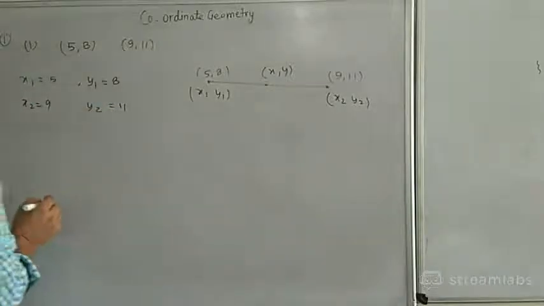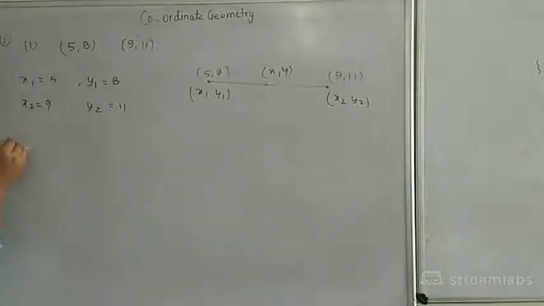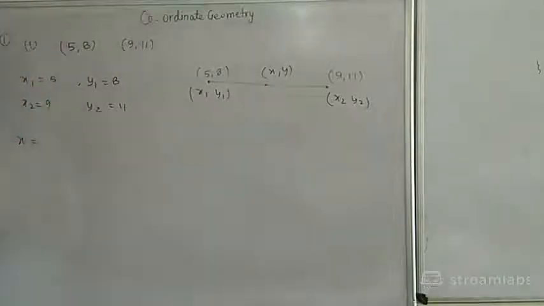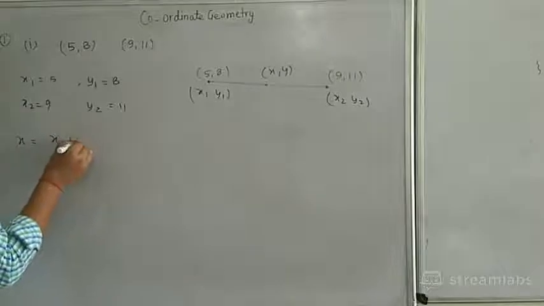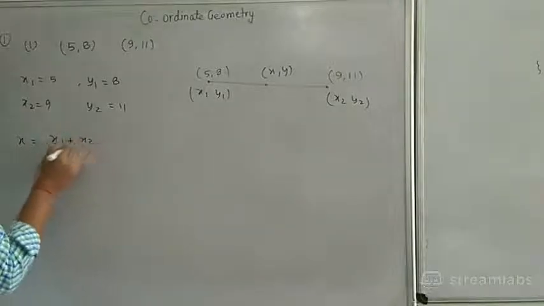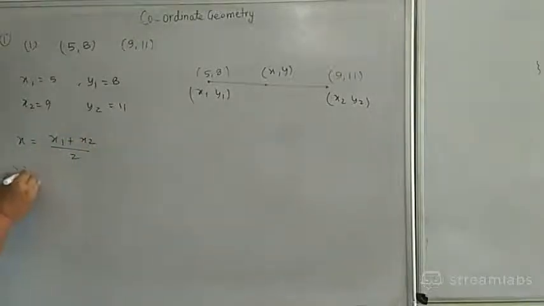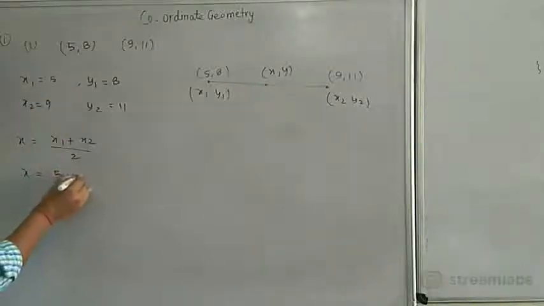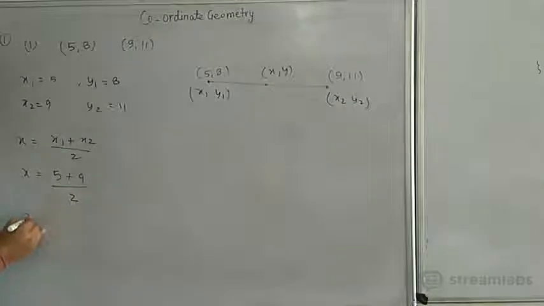Question is midpoint, we have to find the midpoint. So the formula for x is needed here. So x is equal to, what is the value of x? x is equal to x1 plus x2 upon 2. So x is equal to 5 plus 9 upon 2. x is equal to 14 upon 2, so 14 upon 2 is 7. This is the value of x.